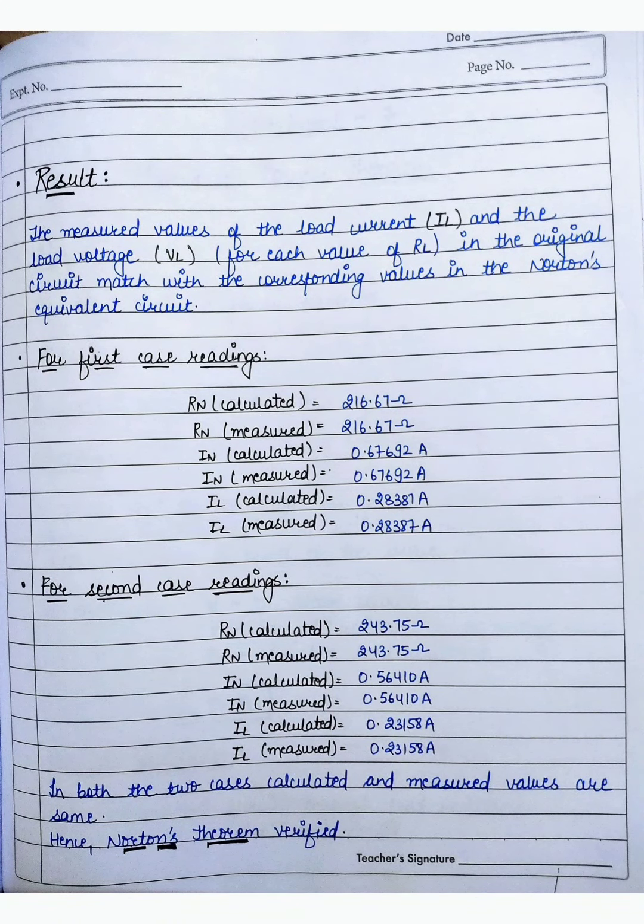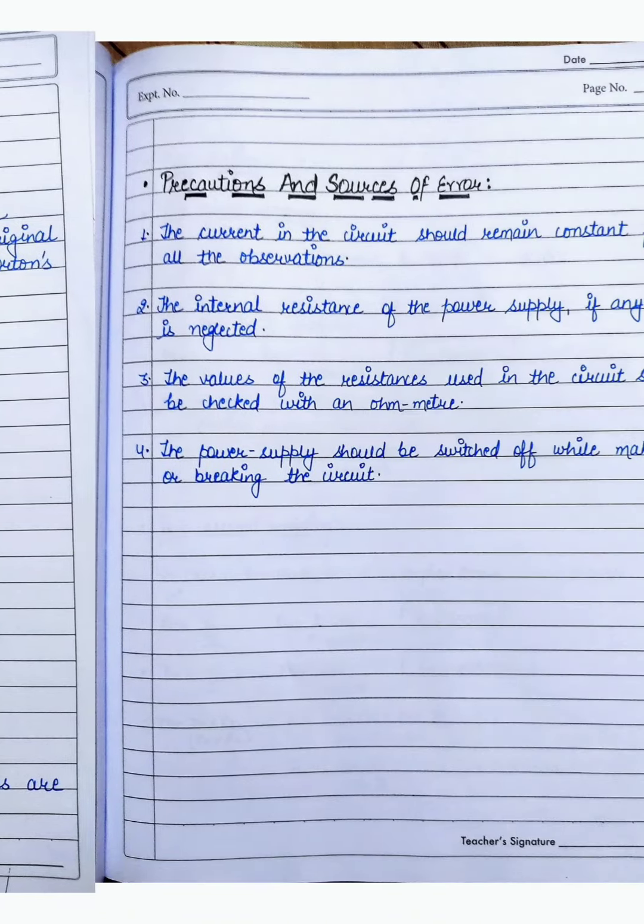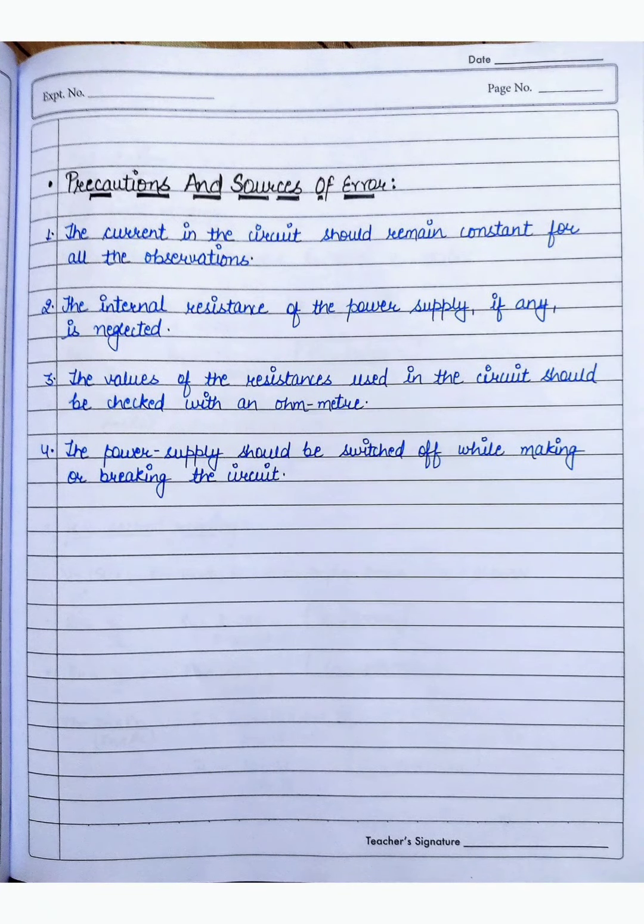For second case readings, Rn calculated equals 243.75 ohm, Rn measured equals 243.75 ohm, In calculated equals 0.56410 A, In measured equals 0.56410 A, IL calculated equals 0.23158 A, IL measured equals 0.23158 A. In both the two cases, calculated and measured values are same. Hence, Norton's theorem verified.